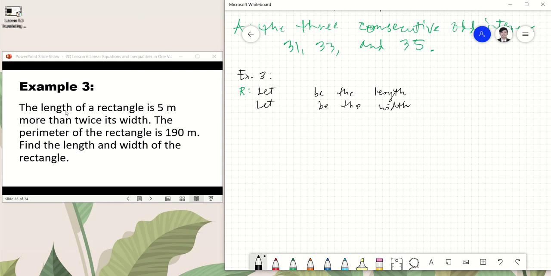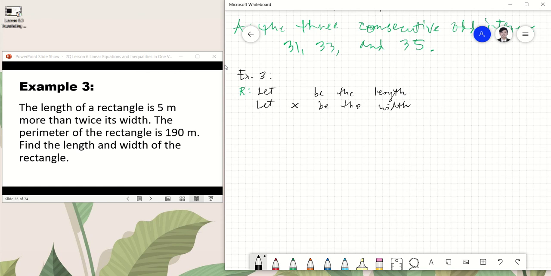Okay. So if we will look at the first sentence, the length of this rectangle is 5 meters more than twice its width. So meron tayong hint kung ano yung length. The length is 5 more than twice its width. So meron tayong clue. Now we will just have to multiply the width with the 2 added with the 5. So yung wala talaga tayong clue is yung width. So si width ang independent, si length naman dependent sa width.